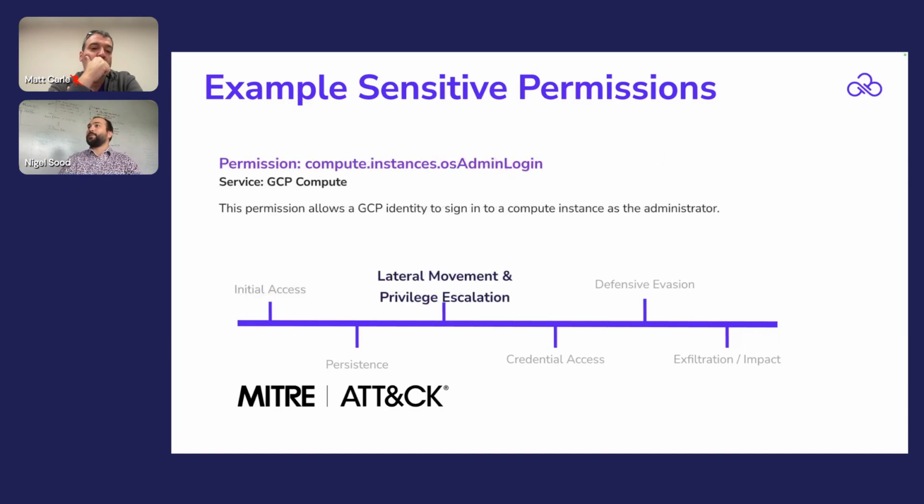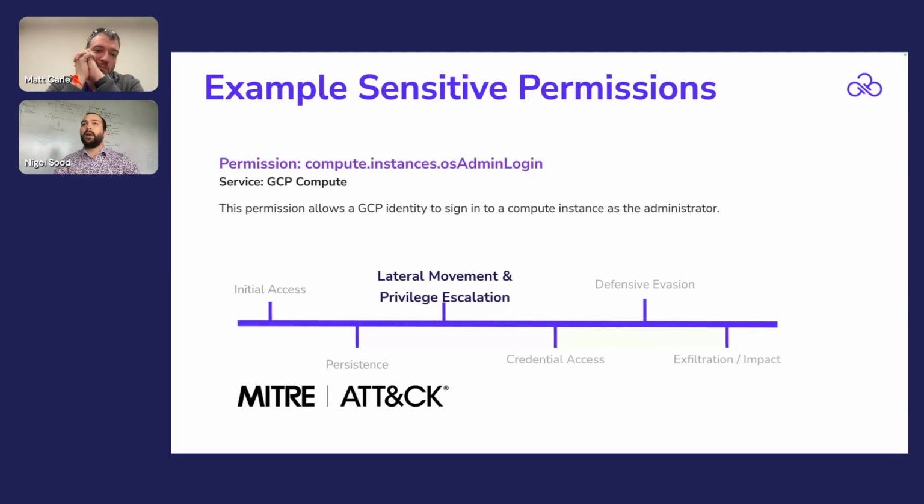Our next example comes from GCP. And this is a good example of lateral movement. So the permission here is compute instances OS admin login. And what this does is it takes somebody with a GCP identity, so somebody who has access to this permission, and it allows them to go from that IAM identity, with a very high level of visibility into what available resources exist and what their configurations are. But if you have a GCP IAM identity, you don't necessarily know what's going on inside each compute.